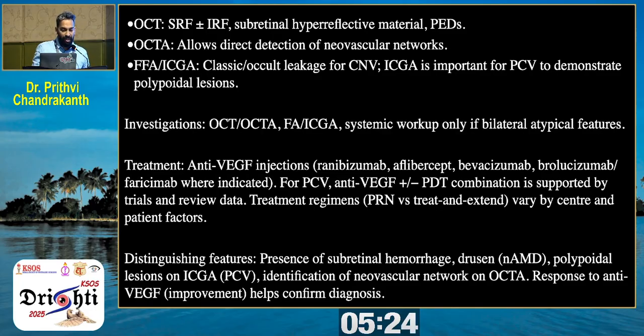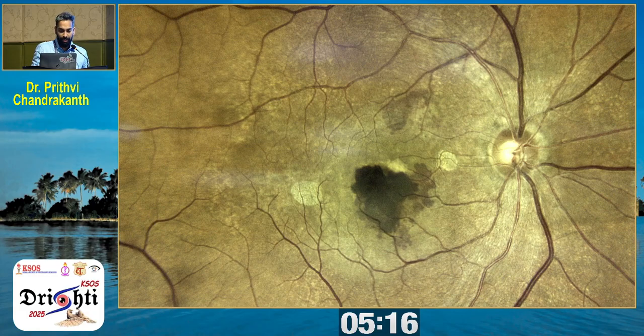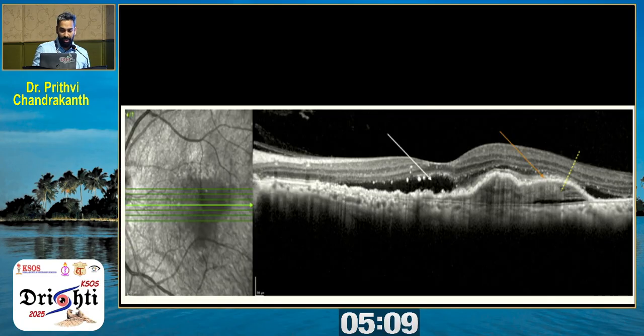You can see the leakage in the FFA. Treatment goes again for anti-VEGF, but in CSR we won't give anti-VEGF in most cases. In this one, we give anti-VEGF, and you can see the regression also. So this is an image of CNV. You can see the subretinal hemorrhage over here, and you can see this subretinal fluid along with a small PED with the hemorrhage over here.